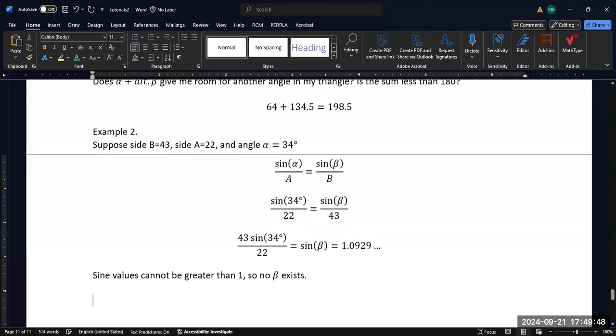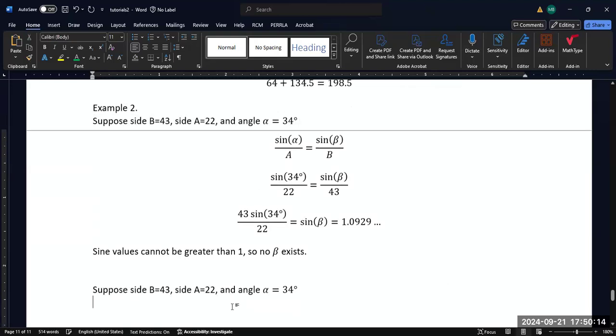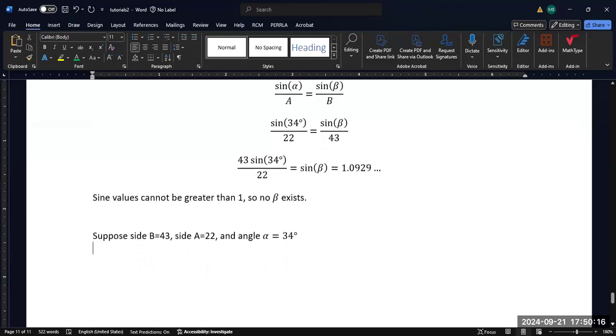So this is not possible. So let's try, so what this is saying is that the angle that you need is actually too big. The side is too short. So we need to divide by a longer side. So let's make our side a little longer and try again.